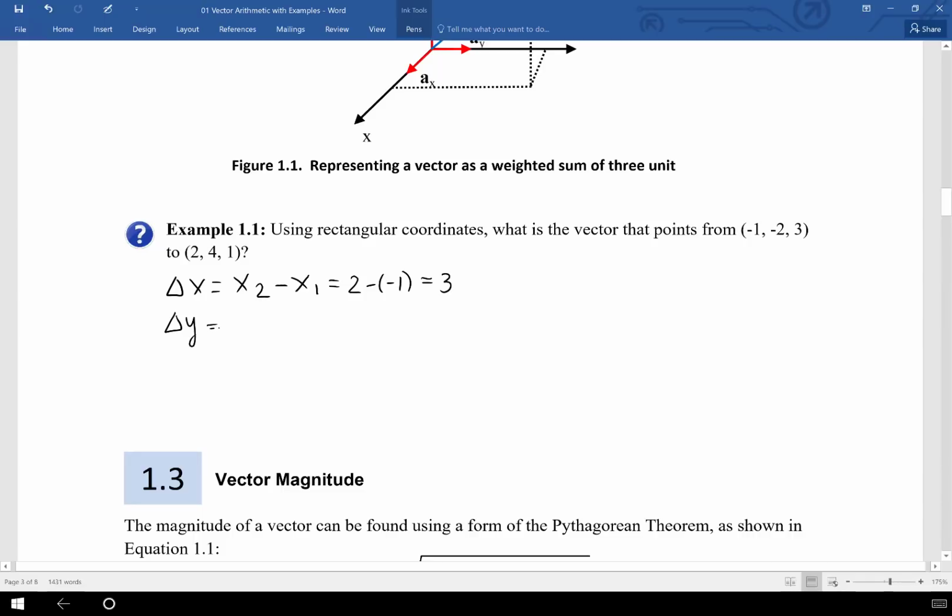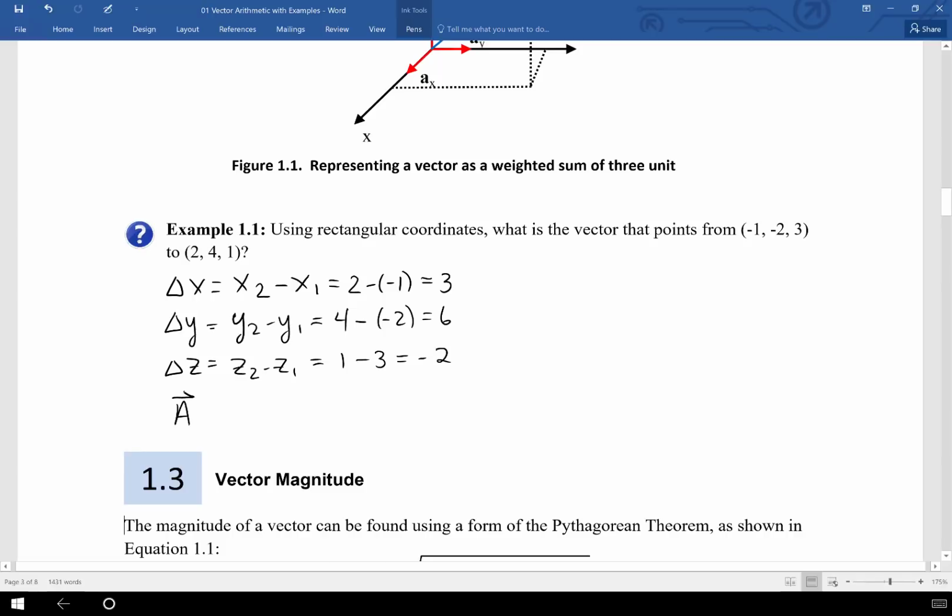Delta y then is going to be y2 minus y1, which is 4 minus -2, which is 6. And delta z then will be z2 minus z1, which is 1 minus 3, which is -2. And so I now have all three of the deltas, and so I can then create the total vector.